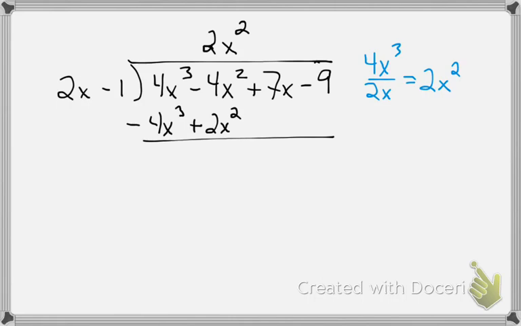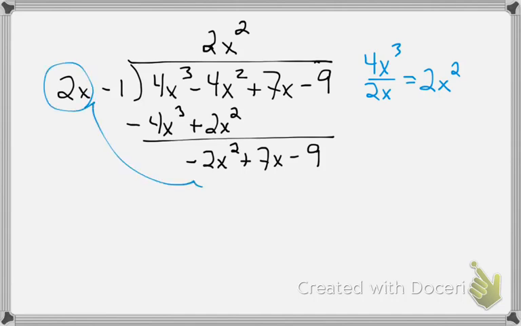And then you get negative 2x squared. And that's round 1, right? So we finish up by carrying down the remaining terms. So plus 7x minus 9. Lather, rinse, repeat.